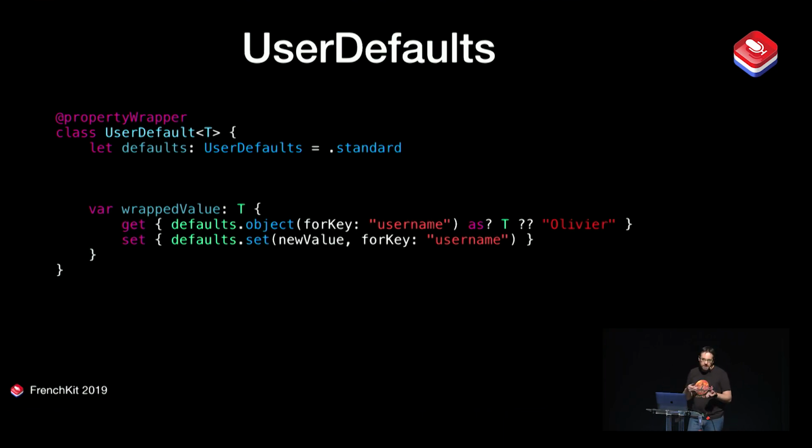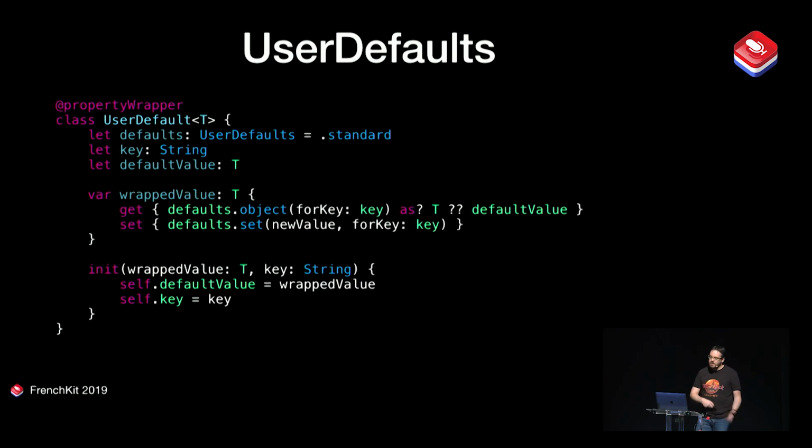You already have probably the code with get and set. All you have to do is wrap that in a dedicated type. So of course here, if I use it that way, every property that I'm going to annotate with UserDefault is going to use the hard-coded key. So let's make that more flexible. Transform those hard-coded keys into properties.